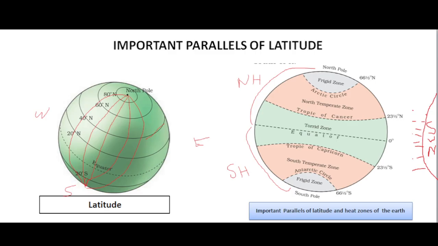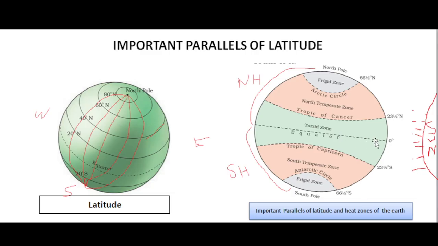Latitude is a measure of the angular distance of a given point from the equator. So it is measured in degrees from the equator toward either pole. 1 degree is divided into 60 equal parts, and each unit is called a minute. A minute is further divided into 60 equal parts, and each unit is called a second. The equator represents the 0 degree latitude.